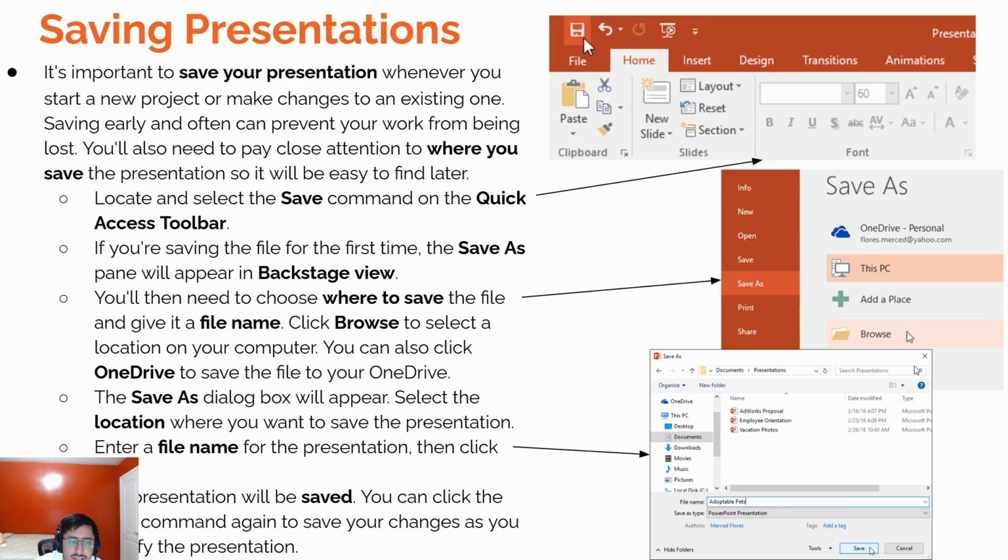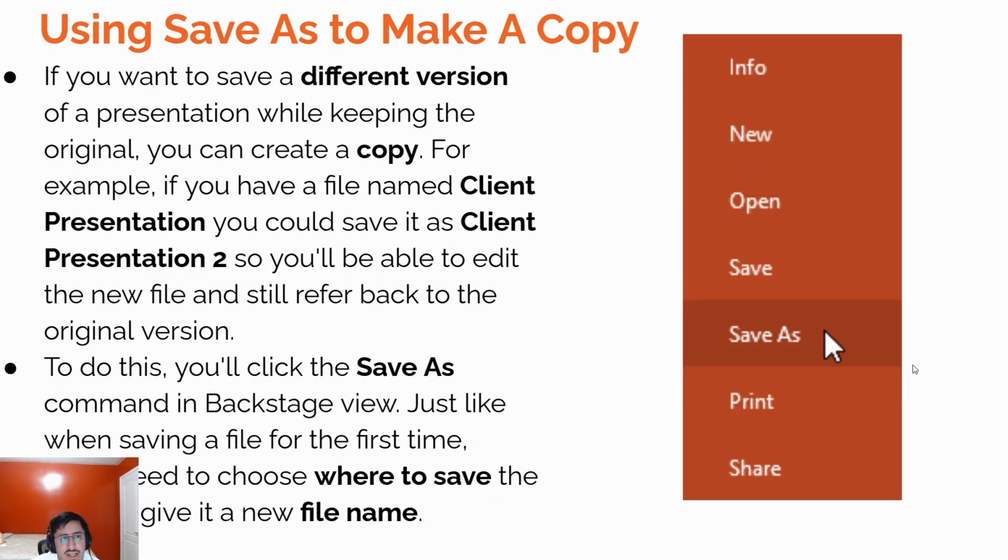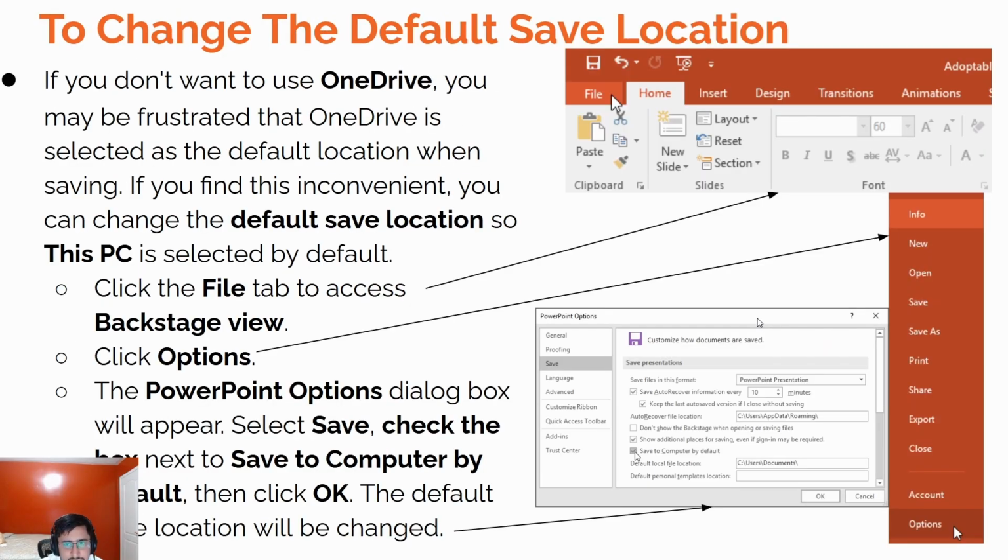And now, if we want to make a different copy, let's say we want to distribute two copies of a thing, that's also easy. We need to use Save As. To do this, we go to the Save As command in backstage view, just like when saving a file for the first time. Then we'll need to choose where to save the file and give it a new file name.